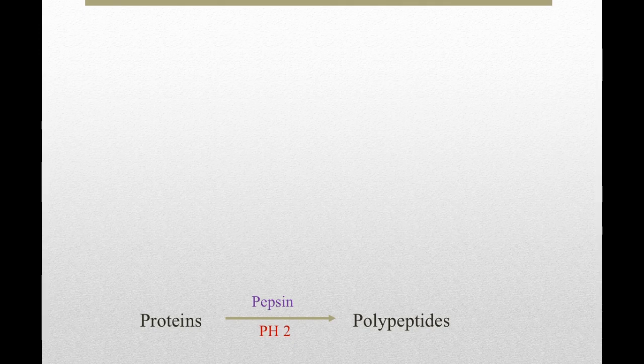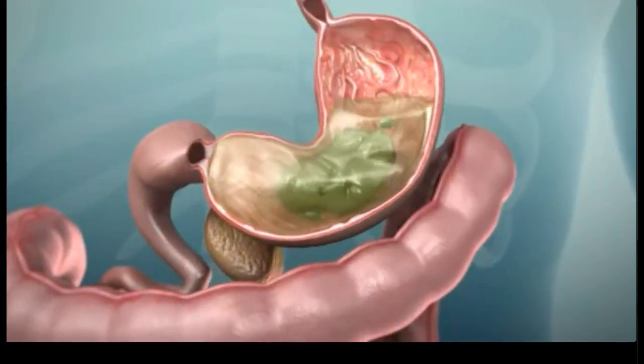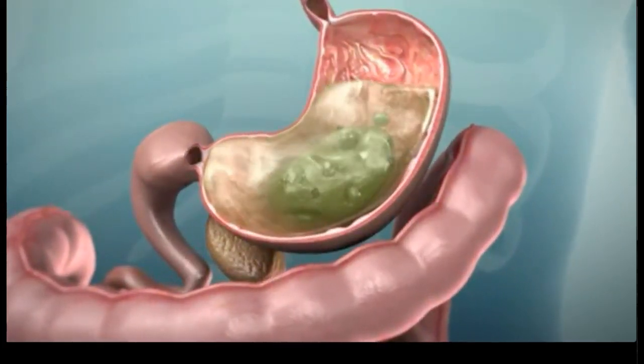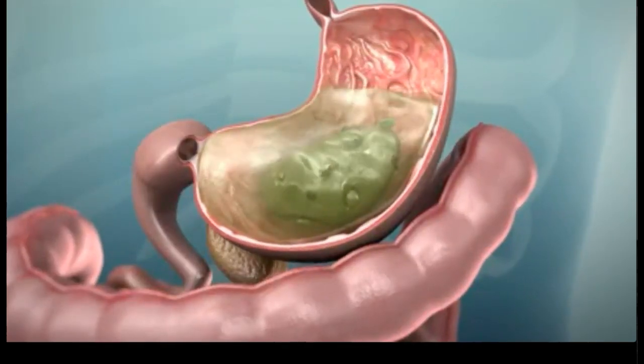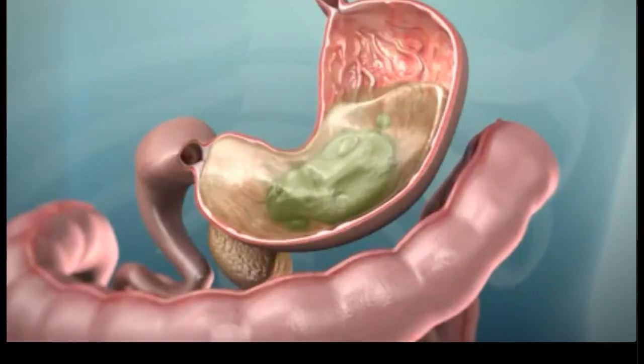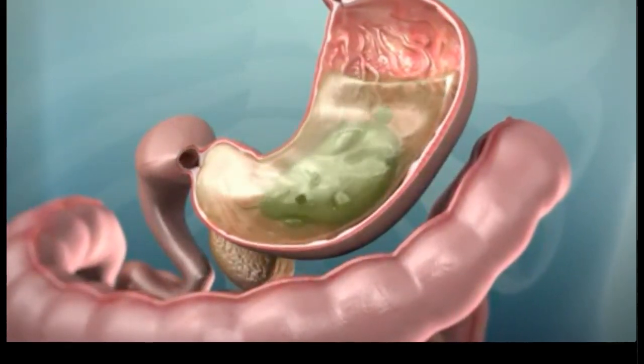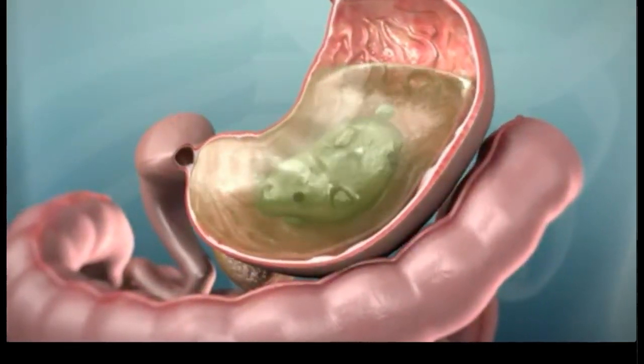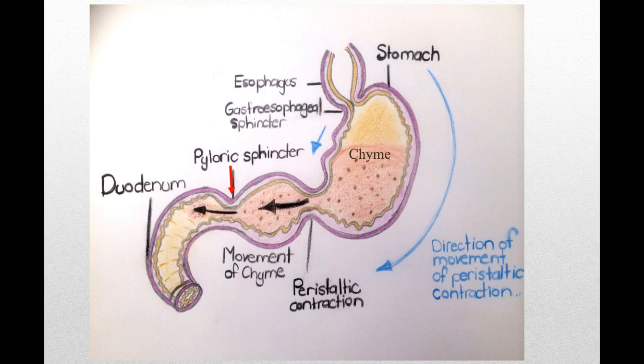Mixing the food with the gastric secretions in the stomach produces a soapy mixture called chyme. Chyme is strongly acidic as a result of the secretions of the hydrochloric acid. When the digestion is completed in the stomach, the muscle contractions push chyme through the pyloric sphincter to the first part of the small intestine called the duodenum.